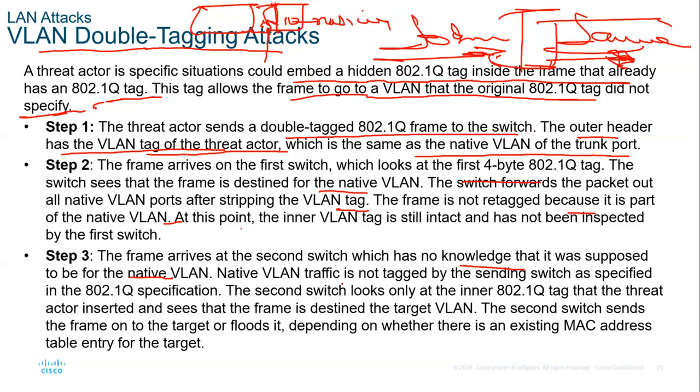So the native VLAN traffic is not tagged by the second switch as specified, and then the second switch will look only at the inner tag that the threat actor inserted and sees that the frame is destined to the target VLAN and is legit. So the second switch will send the frame onto the targeted switch, depending on whether there is an existing MAC address table entry.